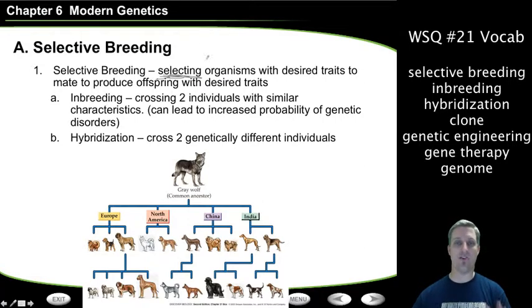So what we're trying to do in selective breeding is take the traits of an organism that we desire and cross those with another organism that has the same traits, and hopefully we'll get the exact same characteristics that we desire from each. Now, this can come from 2 basic ways. It can come from inbreeding, which is the crossing of 2 individuals with similar characteristics. This can lead to increased probability of genetic disorders.